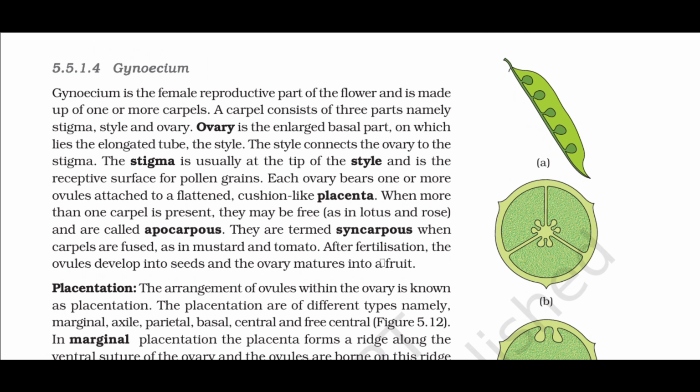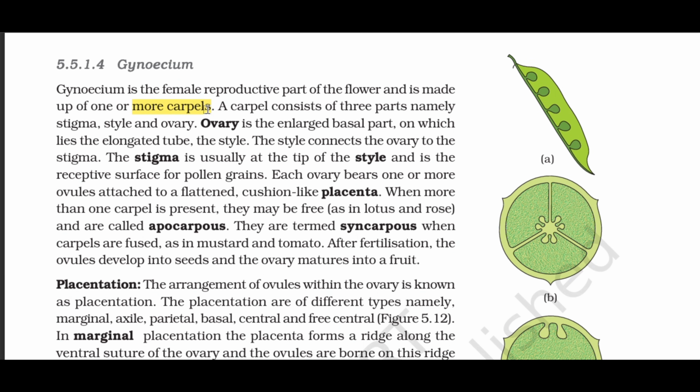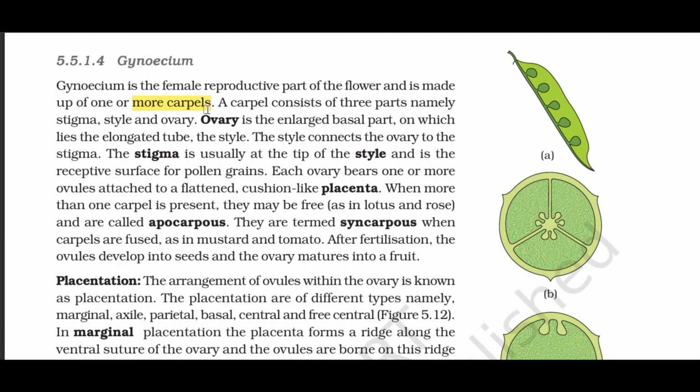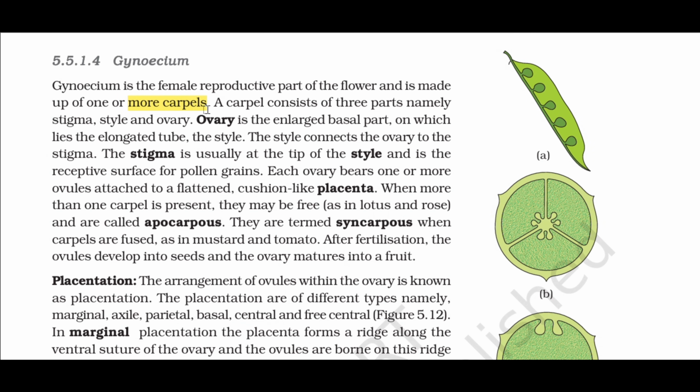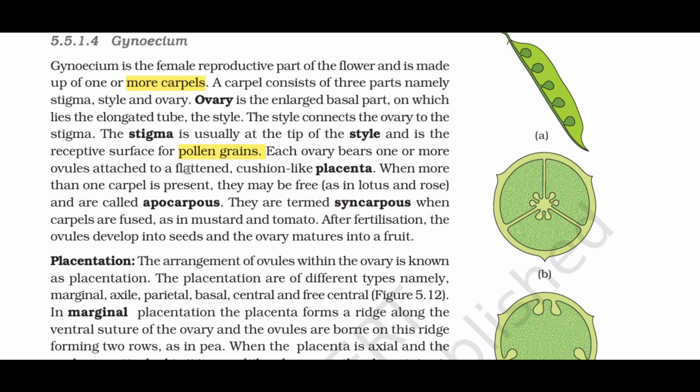5.5.1.4 Gynoecium. Gynoecium is the female reproductive part of the flower and is made up of 1 or more carpels. A carpel consists of 3 parts, namely stigma, style and ovary. Ovary is the enlarged basal part, on which lies the elongated tube, the style. The style connects the ovary to the stigma. The stigma is usually at the tip of the style and is the receptive surface for pollen grains. Each ovary bears 1 or more ovules attached to a flattened, cushion-like placenta.